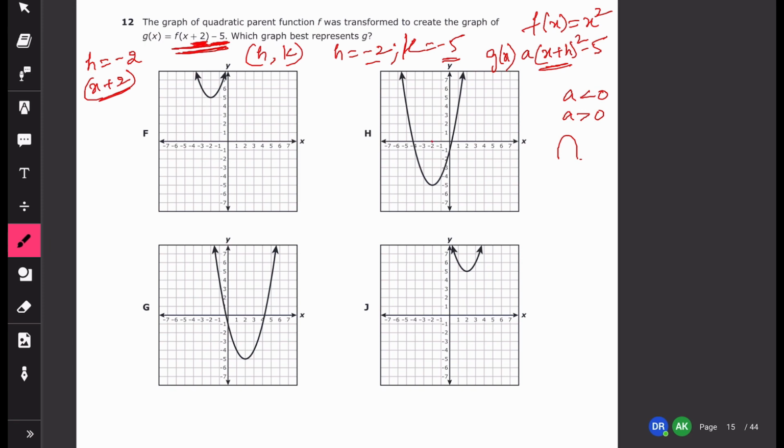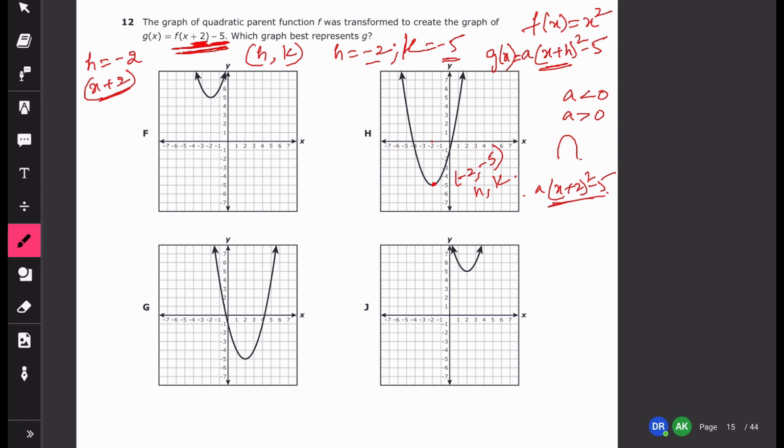So now here where is the vertex? This is the vertex. We are getting this part as minus 2 and minus 5, which is h and k. So whenever you are getting such type of equation, you can write this equation as a into x plus 2 whole square minus 5. So this is our function g of x over here.